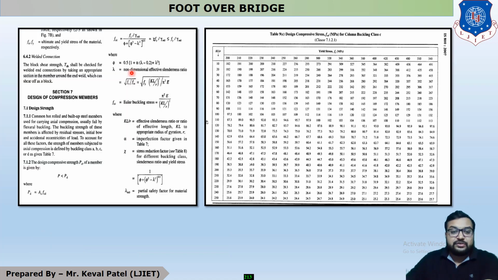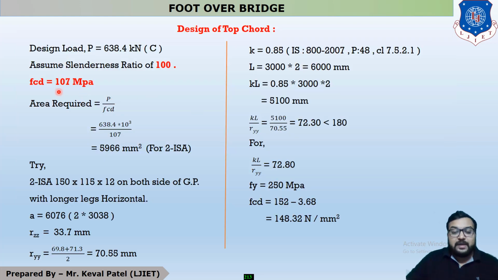So whenever your slenderness ratio KL upon R is 100, and our value of Fy is 250, you can see that for 250, the value at 100 is 107. So our value of FCD is 107 megapascal. Now we put our value of FCD in the equation PD = AE × FCD and we will get our answer of AE, which is the area required. After putting in all these values, we get 5966 mm square.